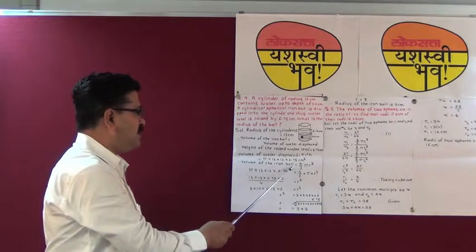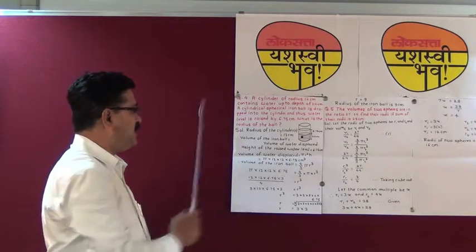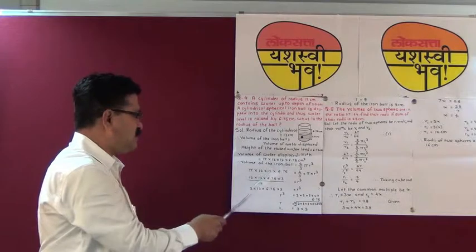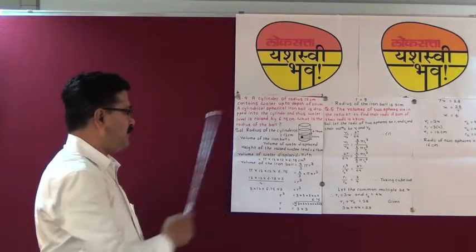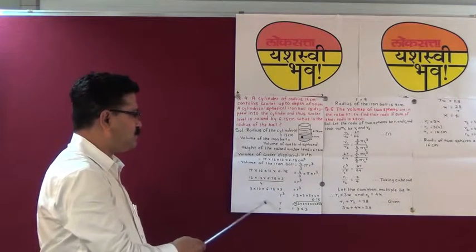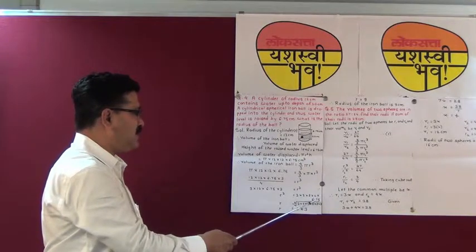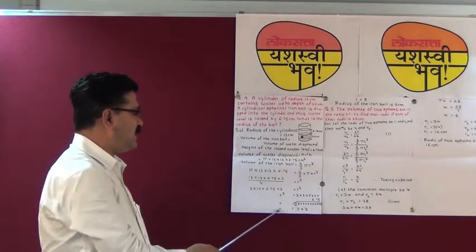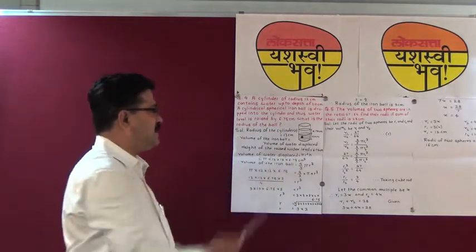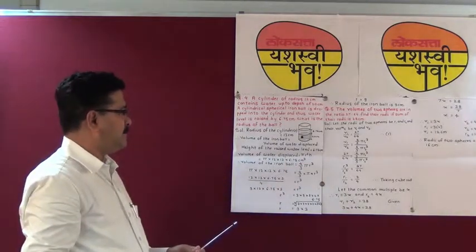Volume of the iron ball is given by the formula 4/3 pi r cube, because ball is spherical. So this volume of water displaced must be equal to volume of the iron ball. So if we solve this equation, we will get r cube equal to 3 into 3 into 3 into 4 into 6.75, and if we take cube root, we will get r equal to 3 into 3, that is equal to 9 centimeter. So radius of the iron ball is 9 centimeter.